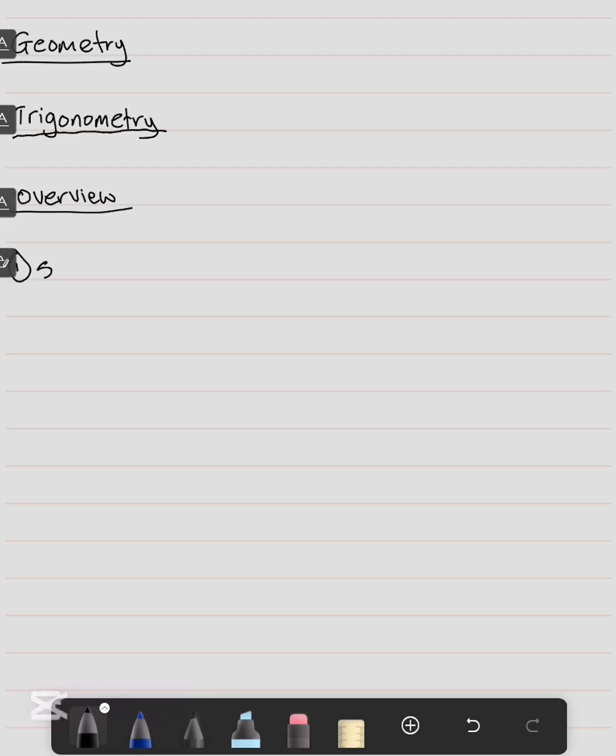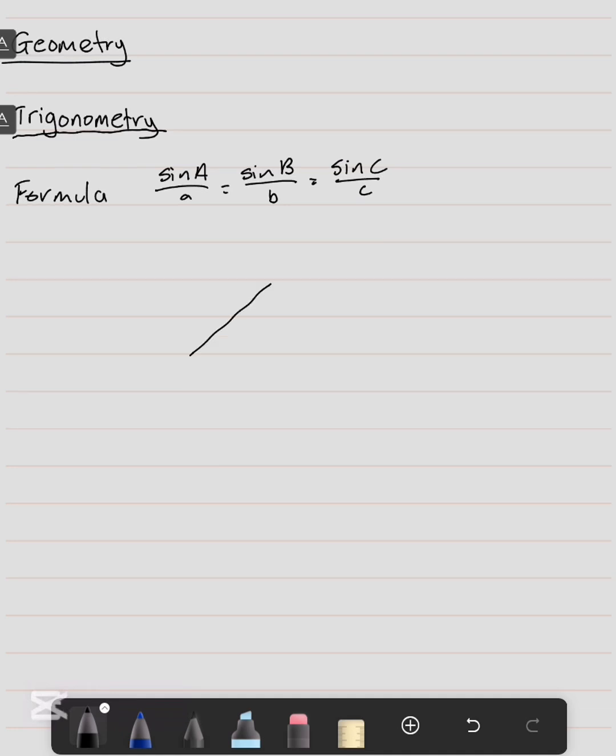Today we're going to be going over the sine rule. We will also cover the different types of equations you could get. Let's begin with the formula for the sine rule. Sine A over a is equal to sine B over b, which is equal to sine C over c.